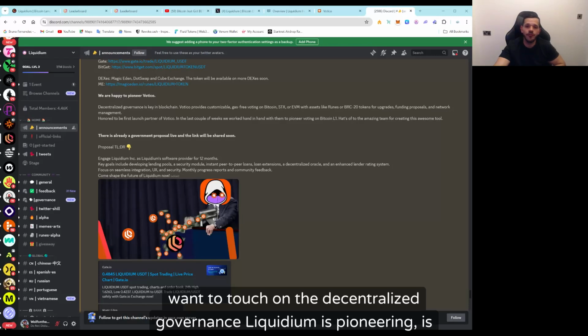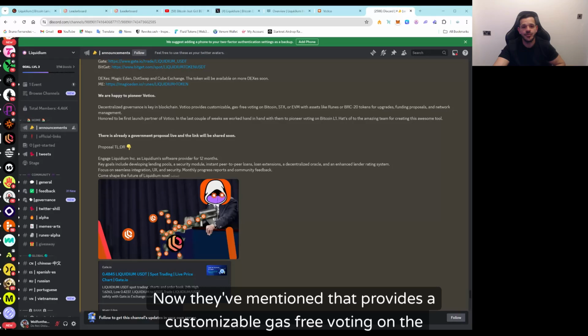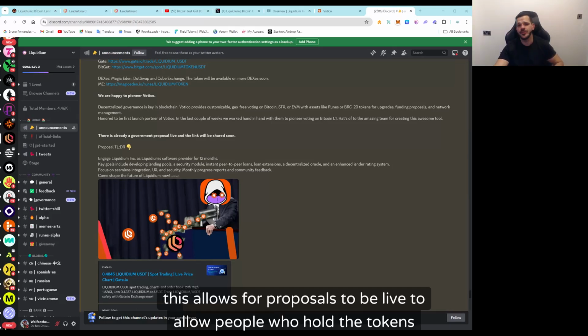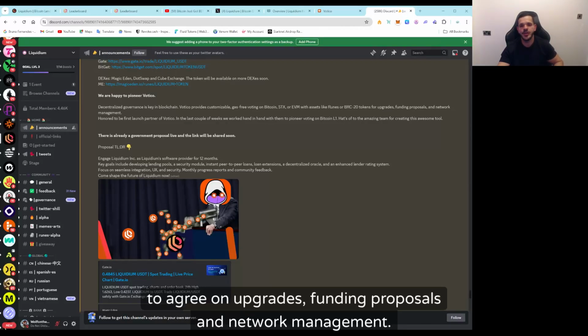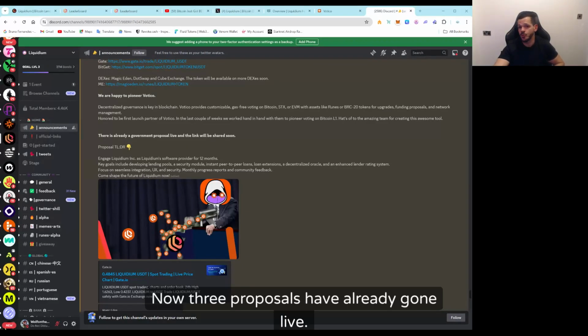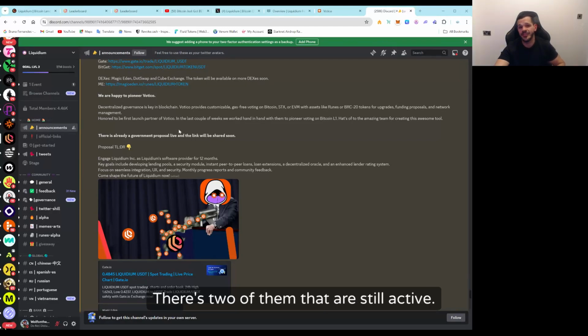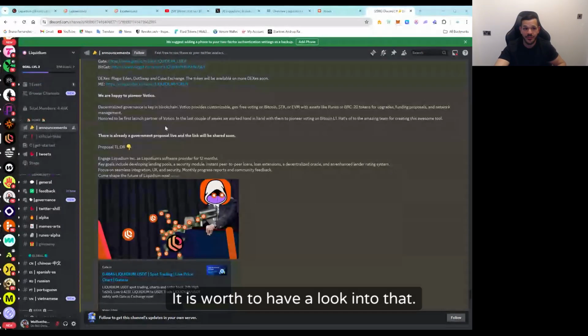the decentralized governance Liquidium is pioneering, which is known as Votico. They've mentioned that it provides customizable gas-free voting on Bitcoin, STX or EVM with assets like runes or BRC20 tokens. This allows for proposals to be live to allow people who hold the tokens to agree on upgrades, funding proposals, and network management. Now, 3 proposals have already gone live. One of them has already ended and concluded. There's 2 of them that are still active. It is worth having a look into that.